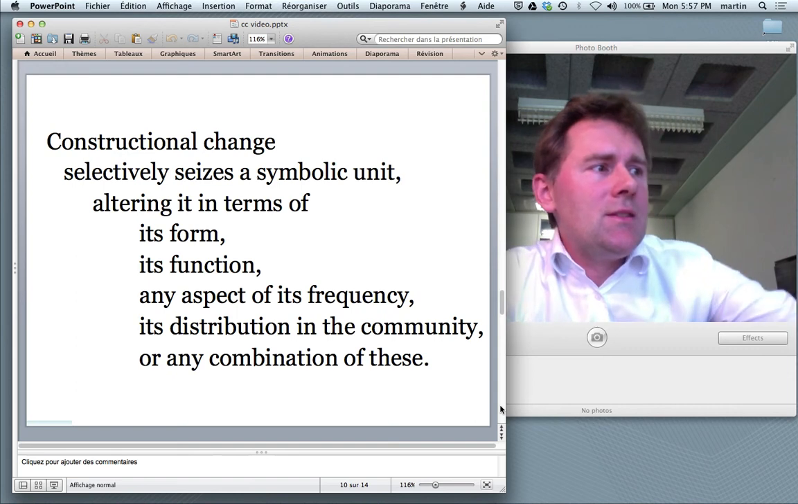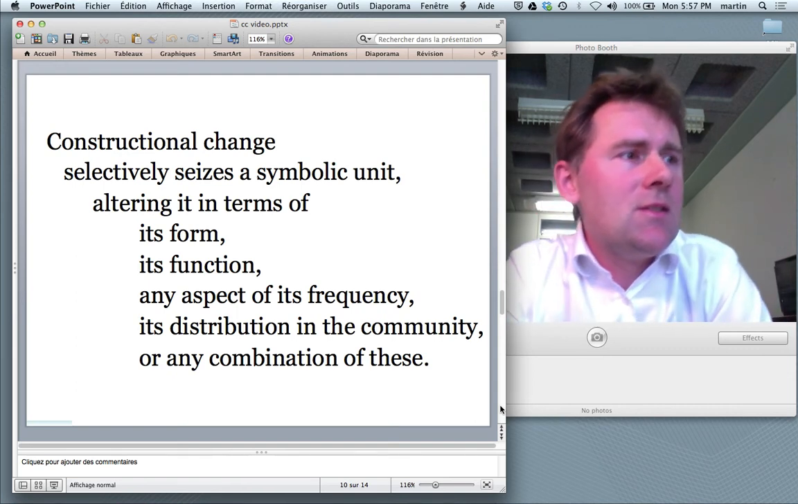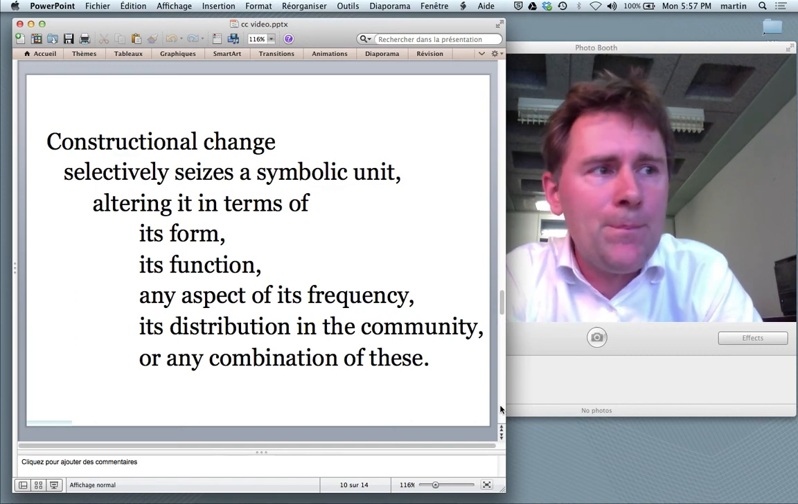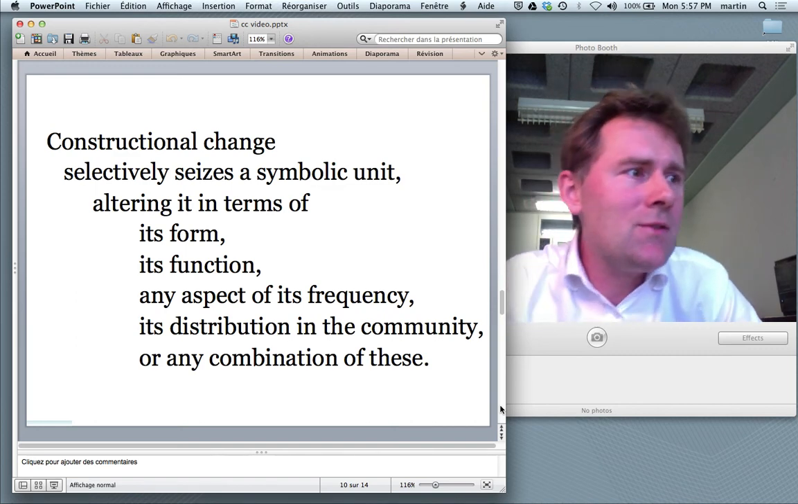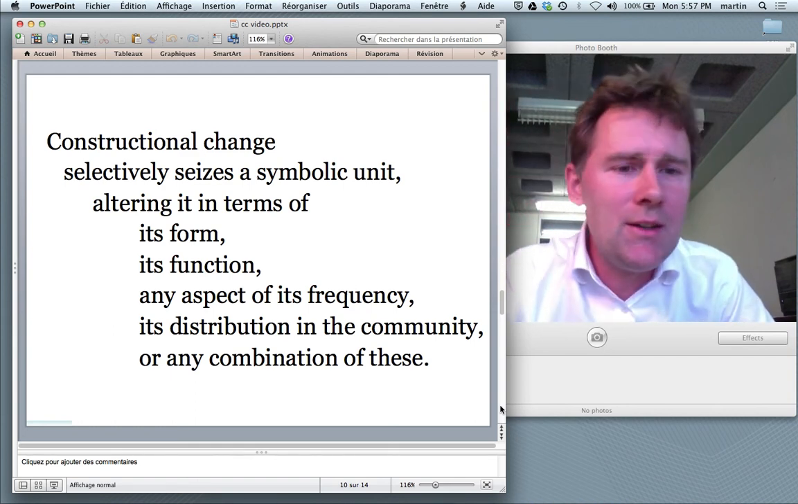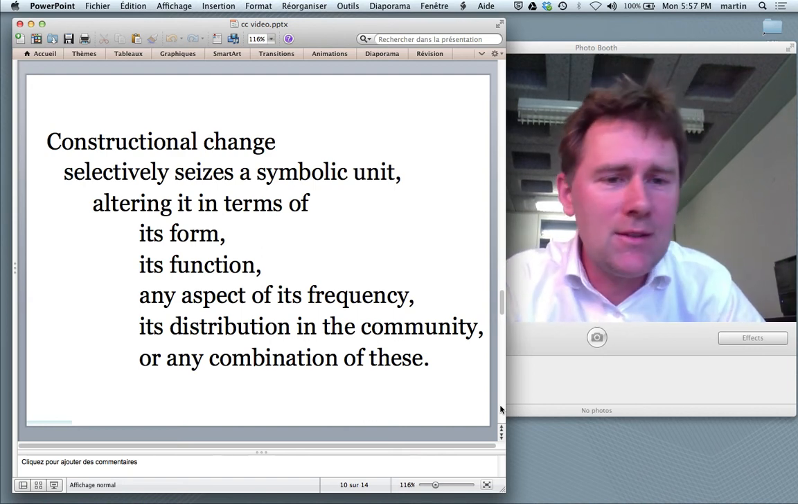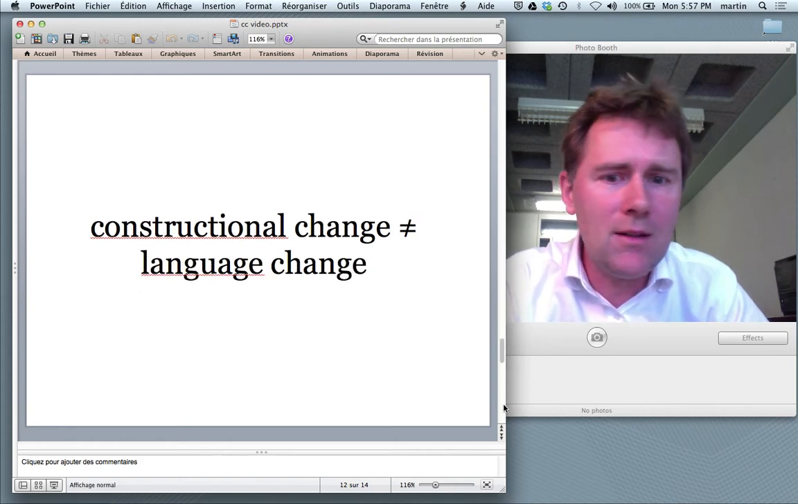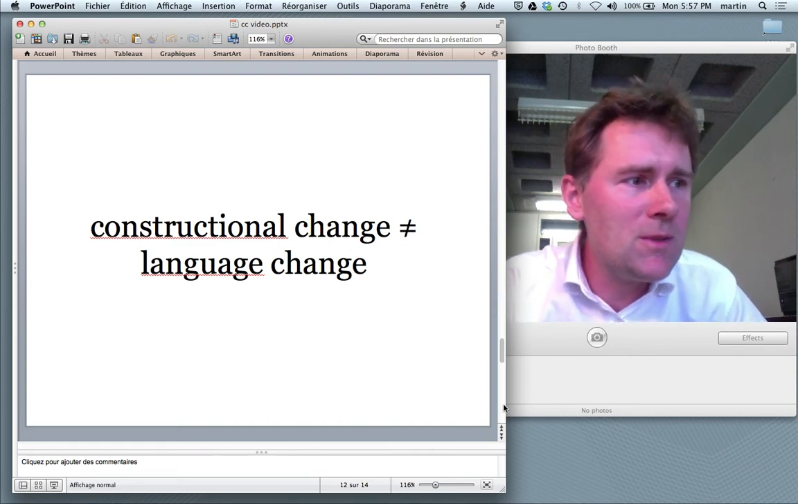The central idea here is that constructional change operates on a single symbolic unit, and it goes without saying that later on there may indeed be ripple effects. It may affect multiple constructions, but not necessarily so. Right. Why is it useful to have a term such as constructional change? What I argue in the book is that constructional change, defined like that, is not the same as, for instance, grammaticalization, nor would it be the same as language change writ large. The value of a concept like constructional change only becomes apparent when you apply it to the analysis of empirical data, and that's what I do in the main chapters of the book.